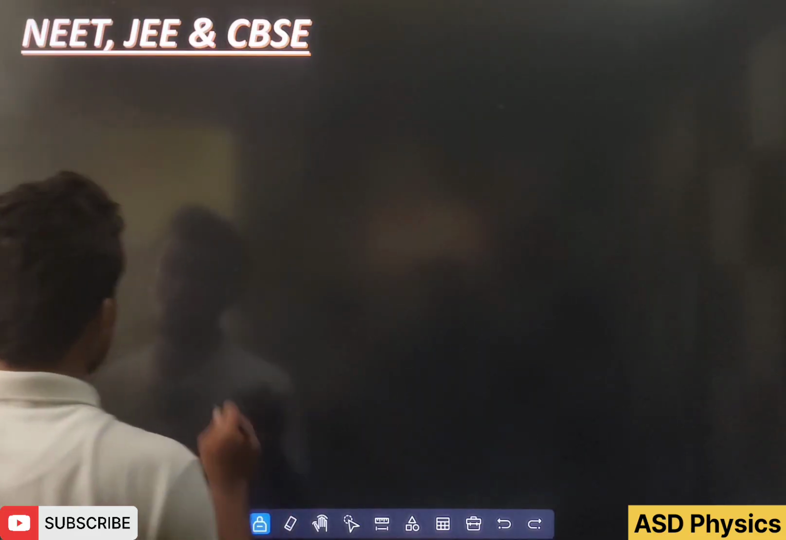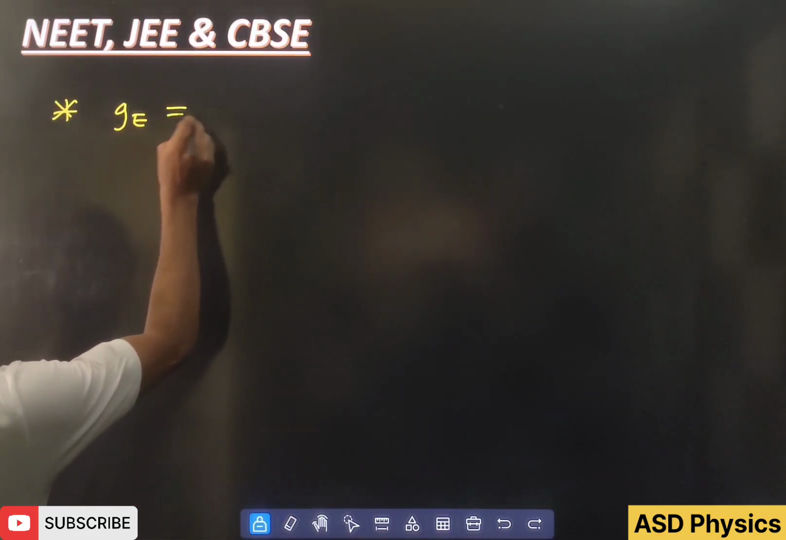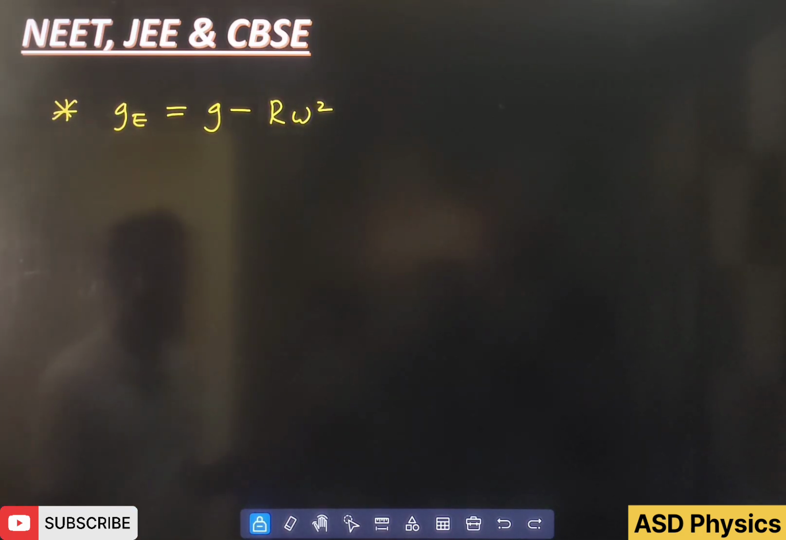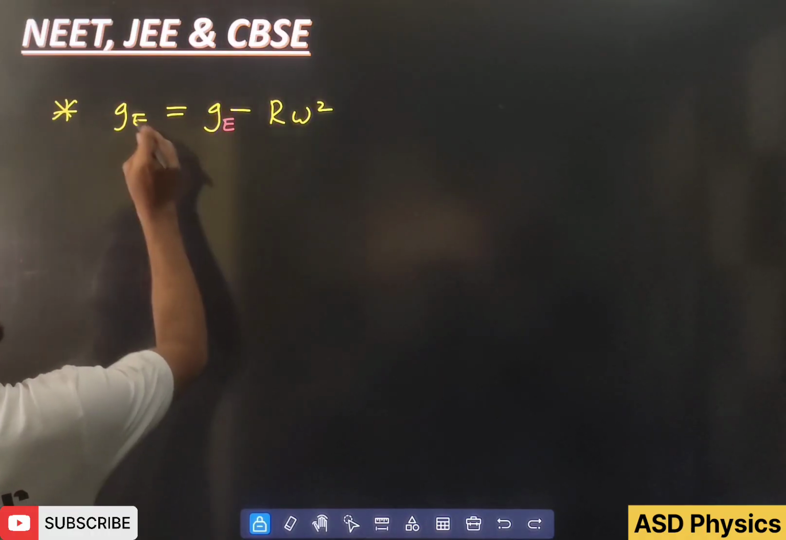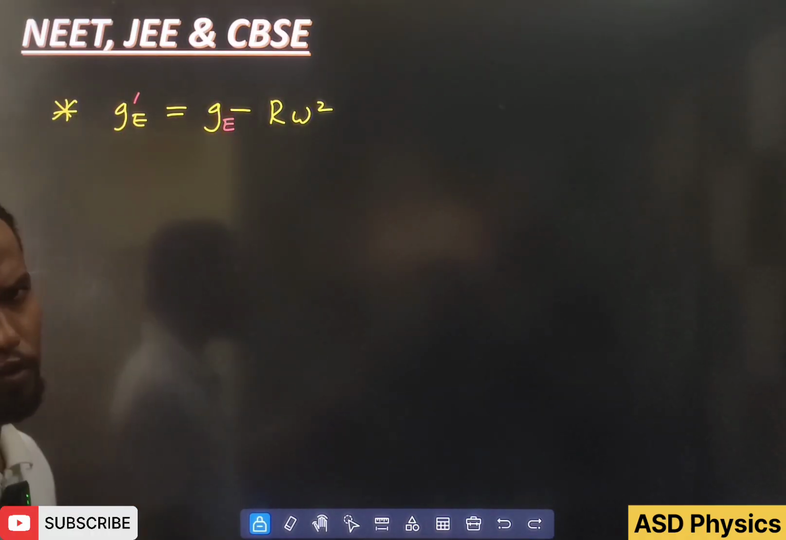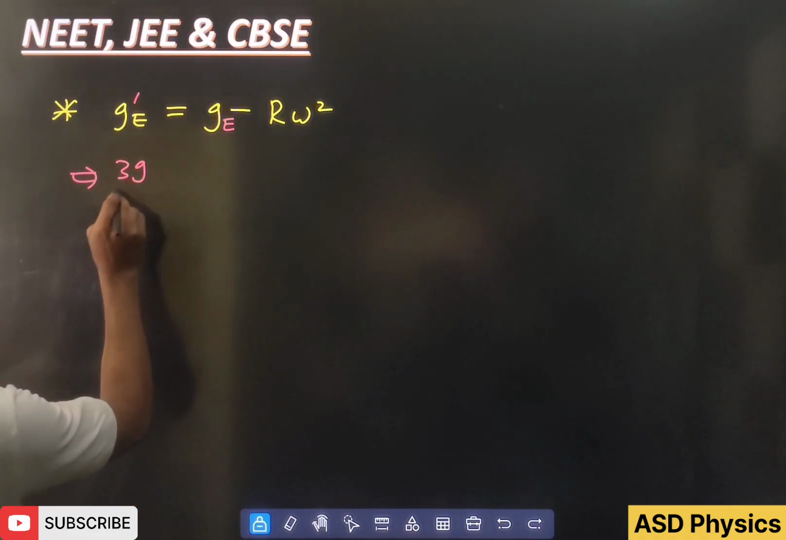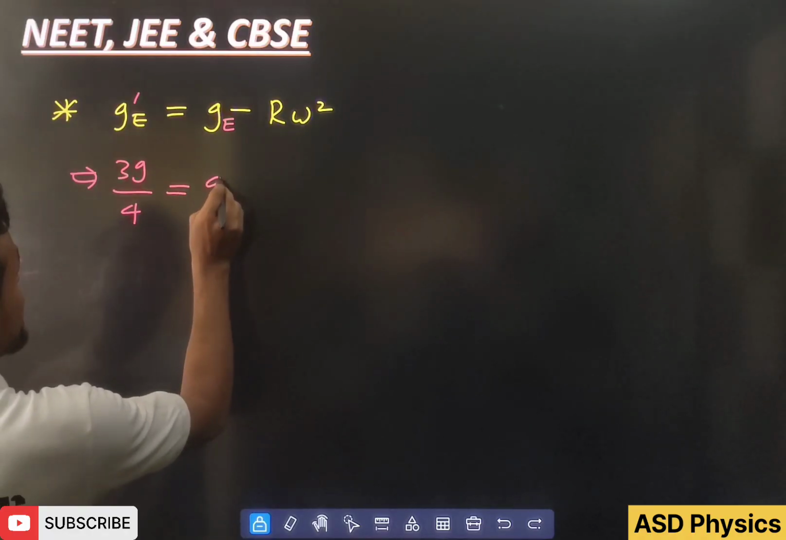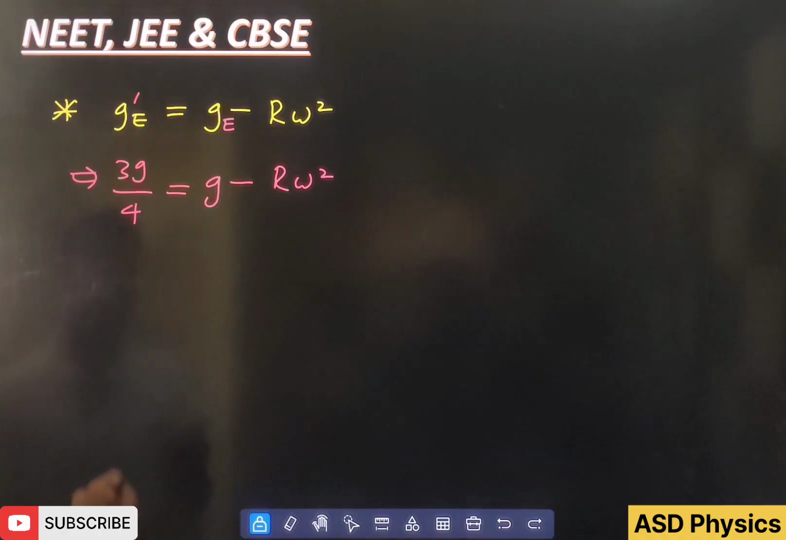After that, we have to just write the formula. You know very well, gravity on the equator is given by G minus R omega square. This is when the earth is rotating, and this is when the earth is not rotating, which is G only. So GE dash is coming: 3G by 4 is equal to, when not rotating, that time only gravity G, minus R omega square.